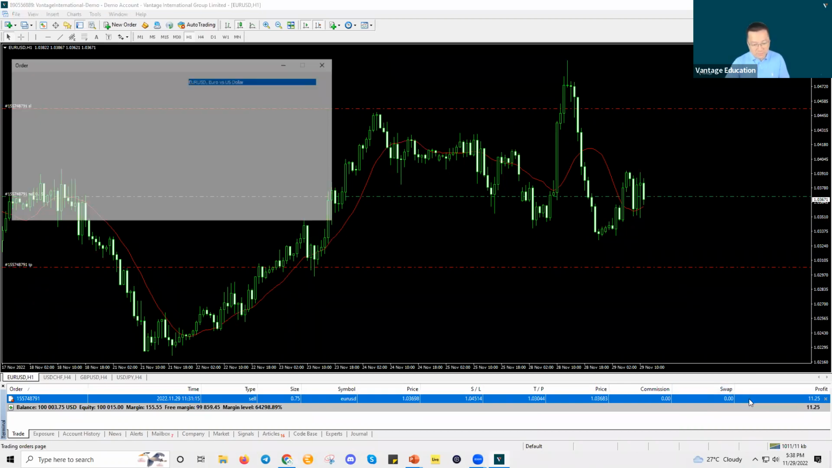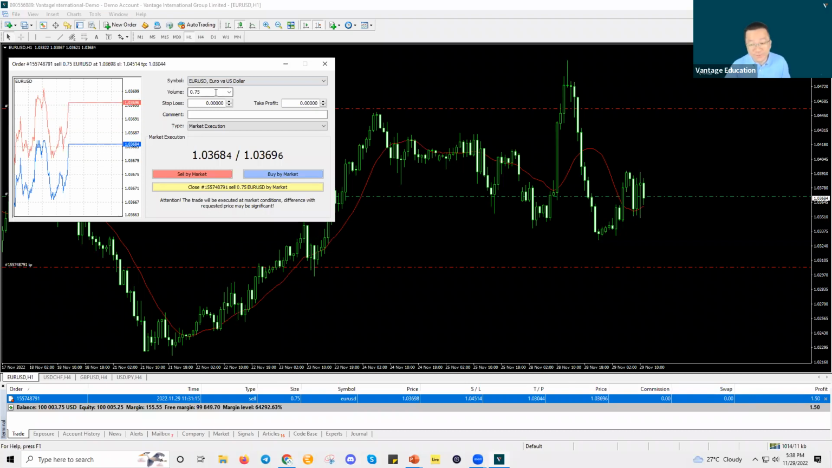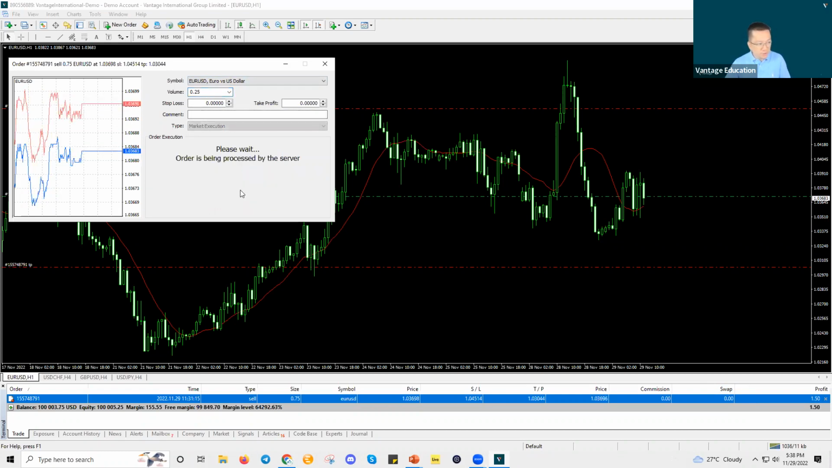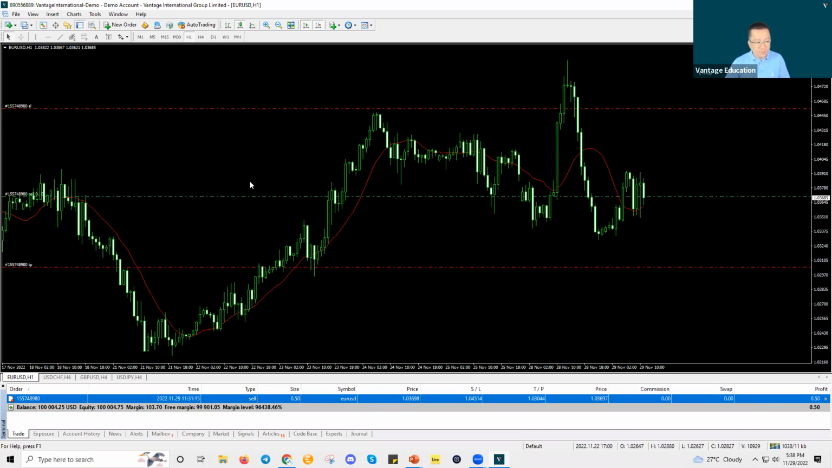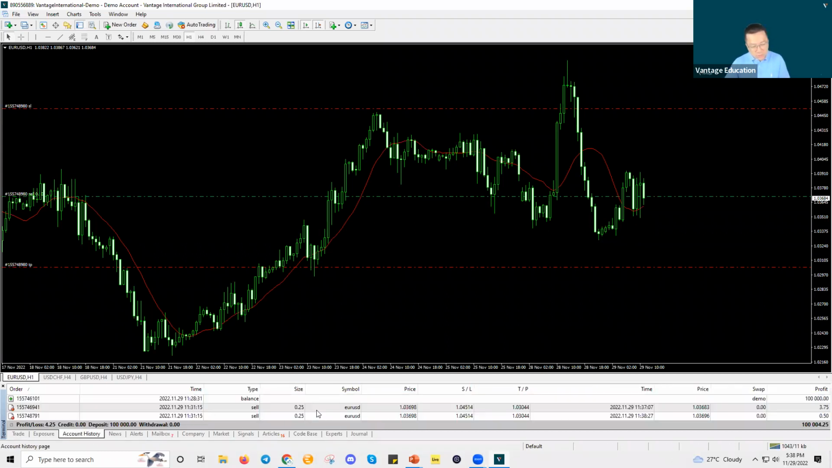Just remember to change the number first, because if you just pressed that and closed, it would close out the whole trade. If you change the number and press either buy or sell, then you would have entered another trade. So you can always go for another 0.25 and close out another part of it. In this case, we now have 0.5, or 5 mini lots, left running because we've closed out two 0.25 trades.